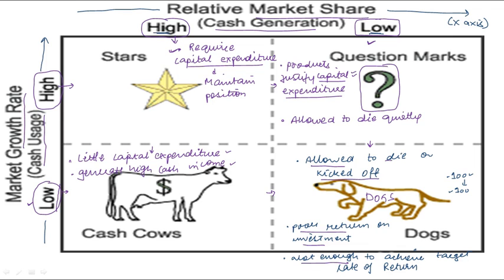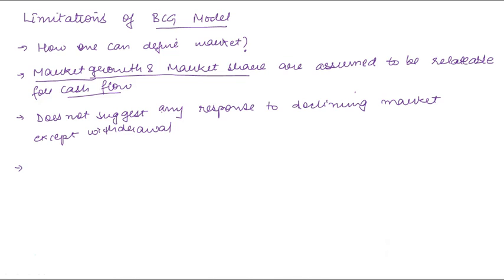That means you are straight away going to shut down the business, the withdrawal of the business. There is no other option. It also ignores the threat of substitutes. It has not considered the substitutes or competitors available in the market. It has considered that for one product there is only one brand available in the market.